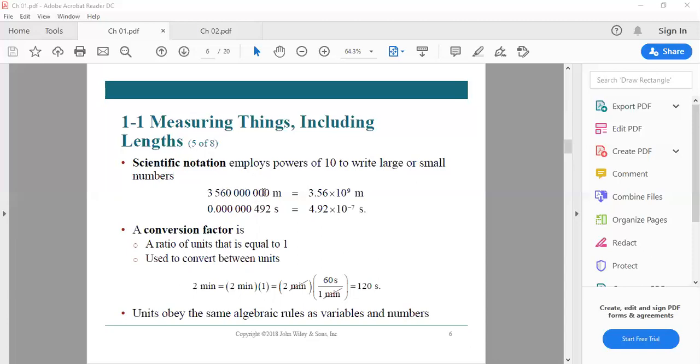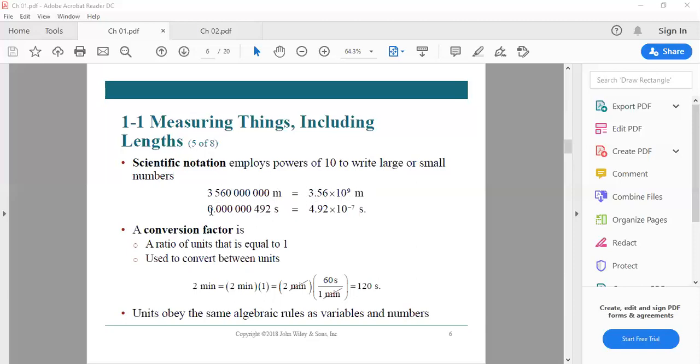The other way to look at that is that if we take 3.56 and multiply it by 10 nine times, it would be the same value. These numbers are the same. So here we have 3.56 times 10 to the 9th meters. That's the same as this. If you take that decimal point and move it over nine times to the left, essentially you're taking 3.56 and multiplying it by 10 nine times over, and that produces this value.